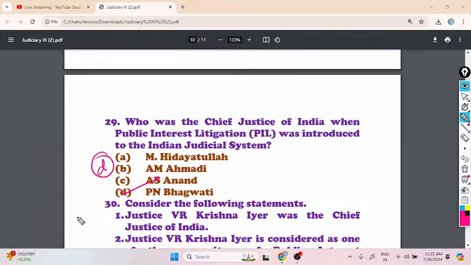PIL is doing marvelous service to the people of India. For example, in 1979 in the Hussainara Khatoon versus State of Bihar case, the Supreme Court ordered the release of undertrials who had served jail time for more than 10 years, and by this 40,000 jail inmates got released. That is the thing. P.N. Bhagwati. D.